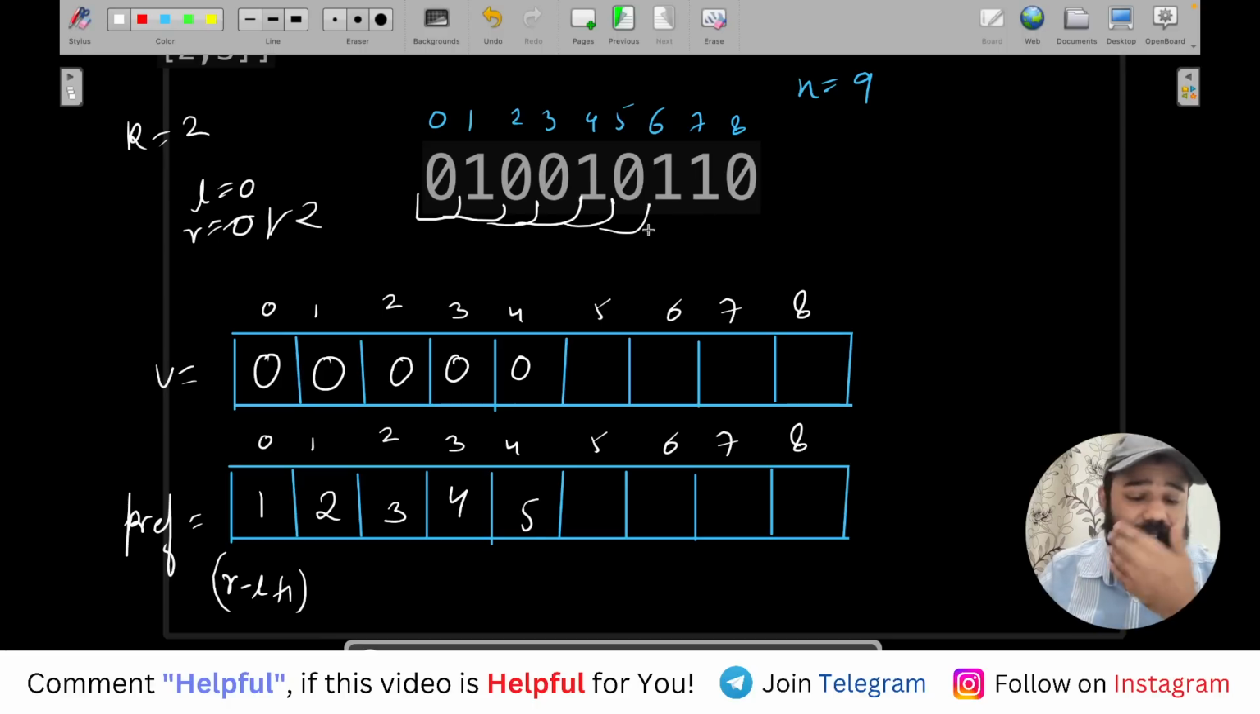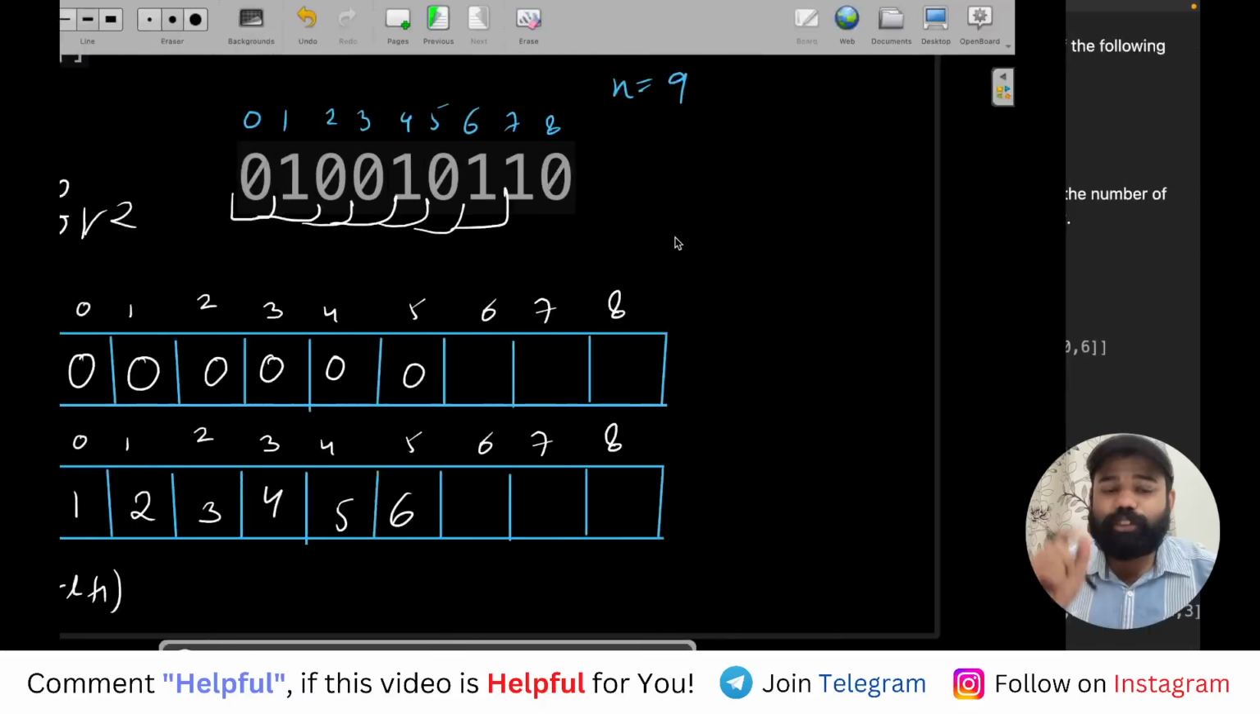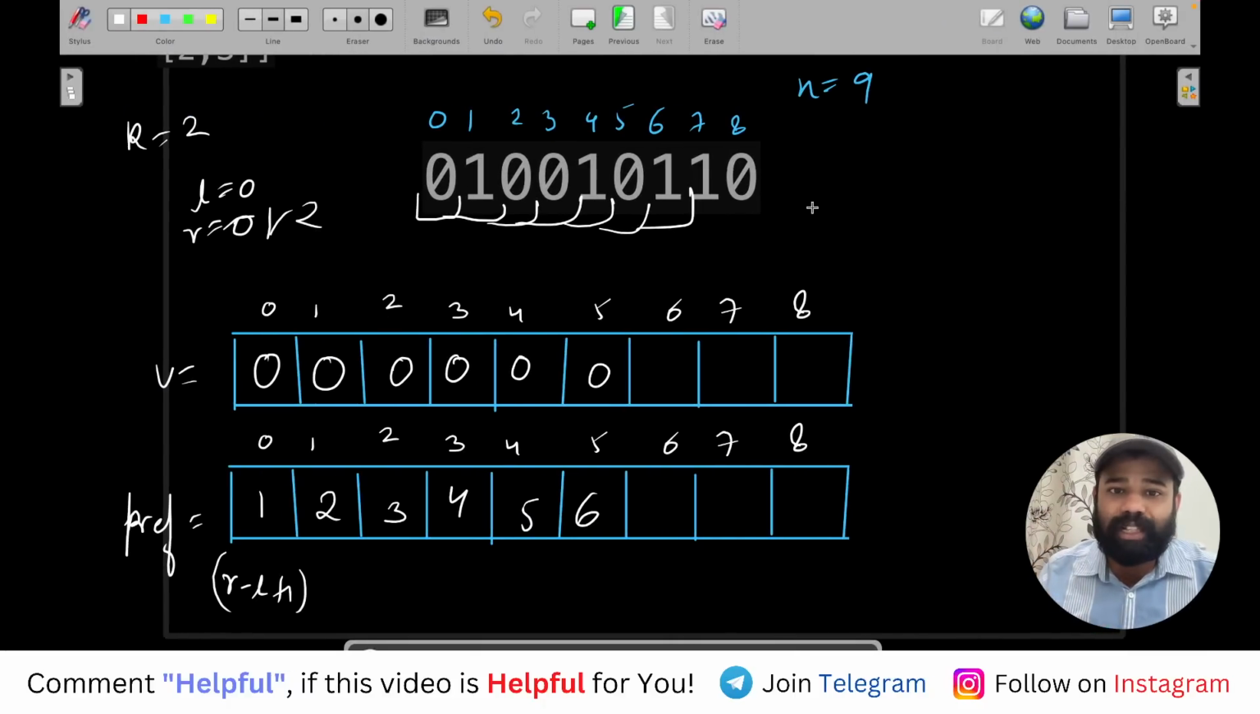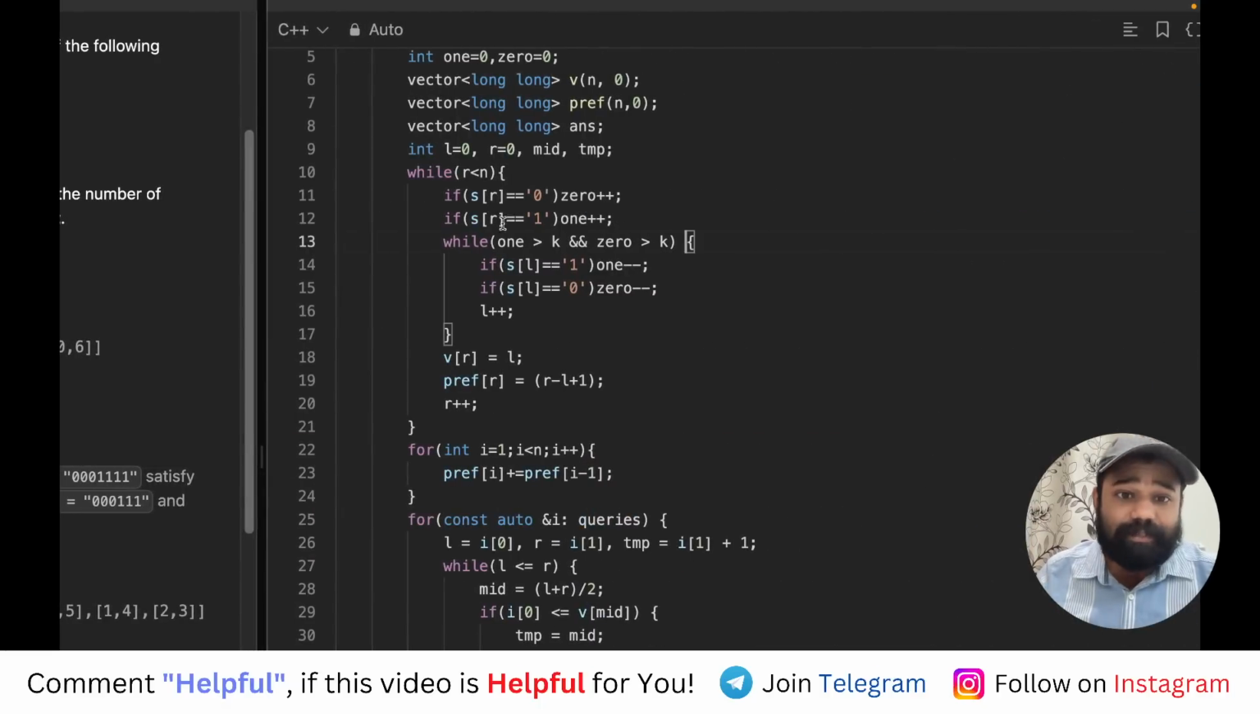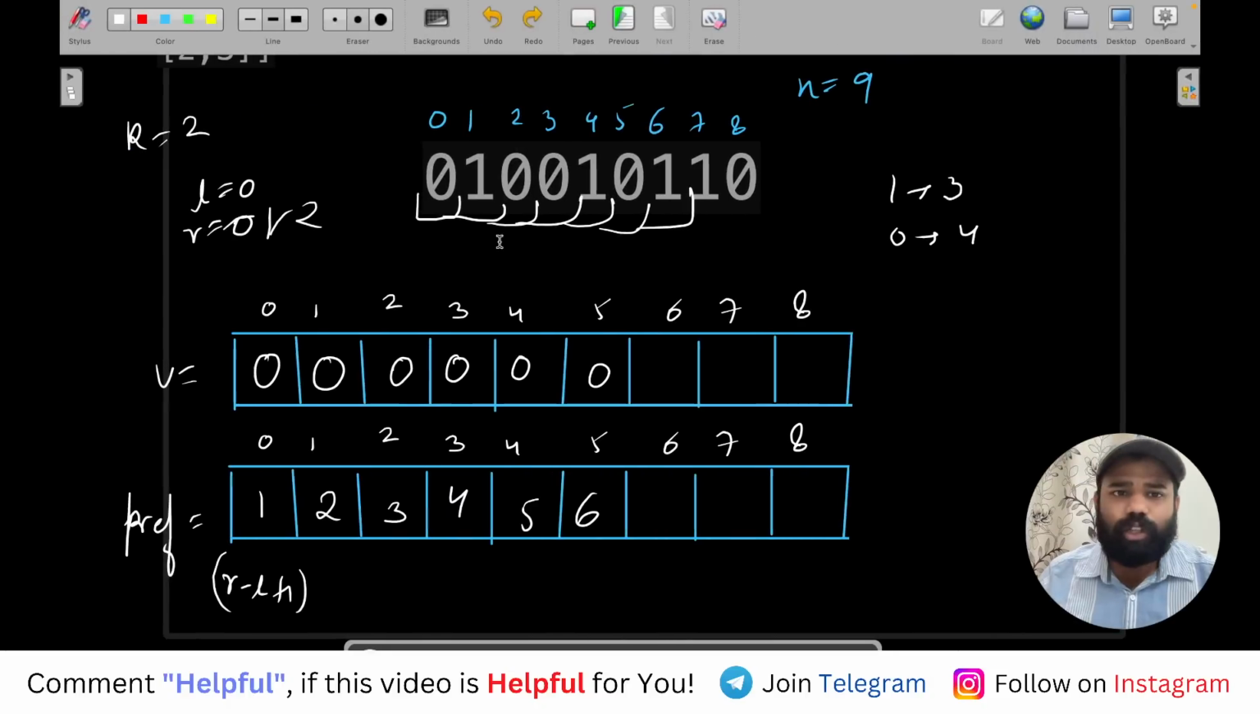Here again 0, 6. You will see here now that the particular thing is changed. What? We are actually not having, because here number of ones are 3 and number of zeros are also 4, means both are more than k. Now I will increase my L until they again become less than or equal to k, any of them, right? So I will first remove this, then I will remove this.